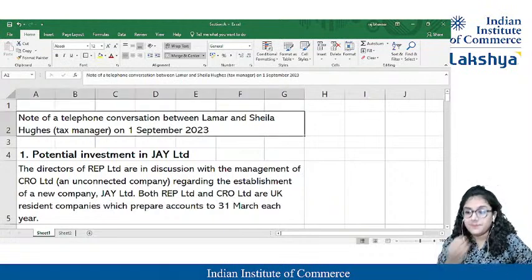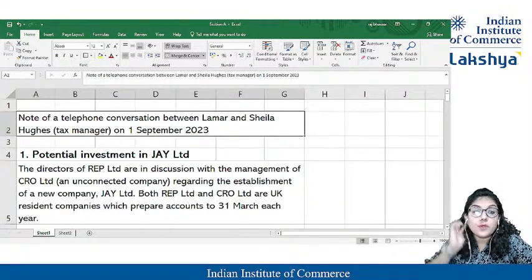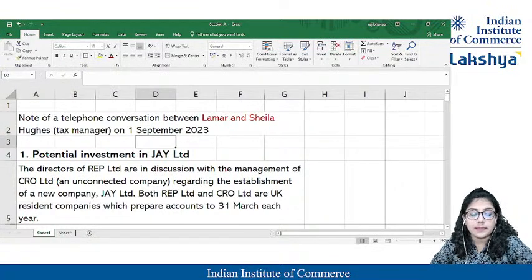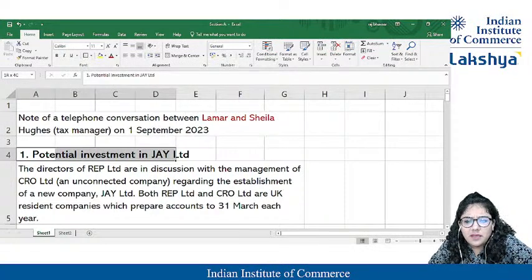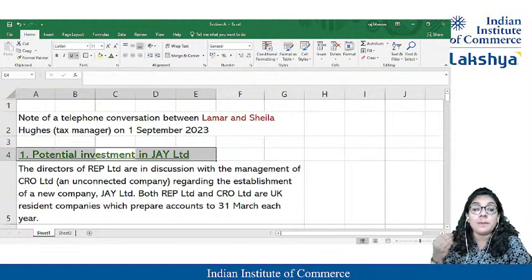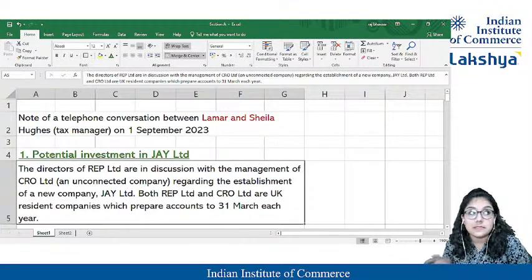Note of a telephone conversation between Lemon and Sheila. So basically they are having a telephonic conversation. Let's assume what the words happening between them are. So what are they requiring? First, potential investment in Joy Limited. What is potential investment in Joy Limited? I don't know, ma'am. There could be a need for them to know whether they want to make an investment in some Joy Limited.